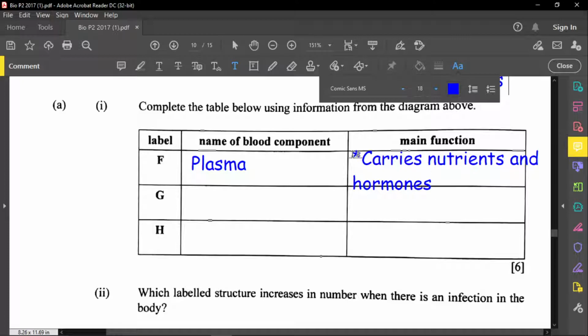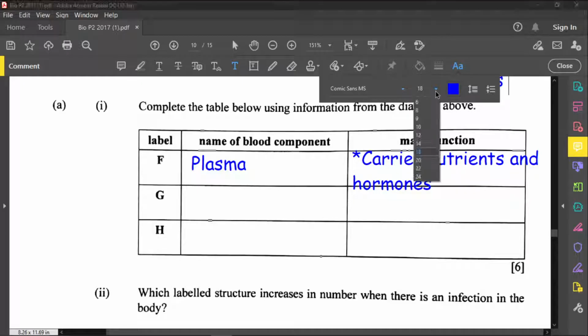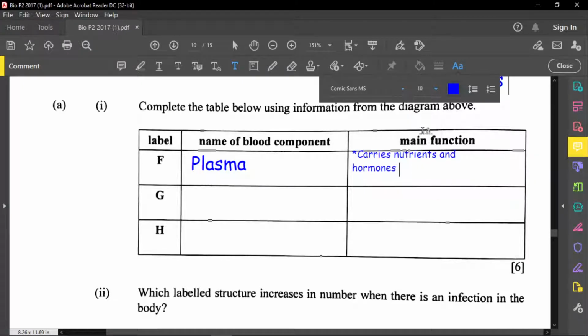All right, so they carry nutrients and hormones to the different parts of the body, and they take away waste from the cells as well. So please, you could just add that in. Let me decrease the font size here so I can fit in everything. Okay, so it carries nutrients and hormones.